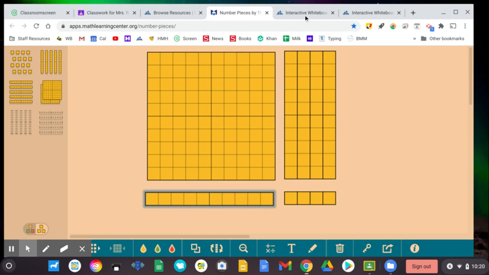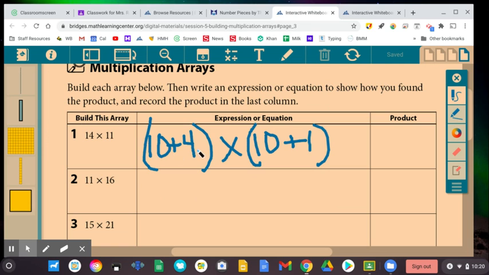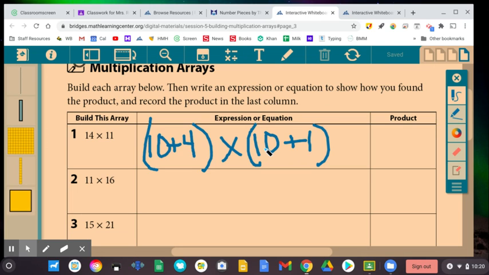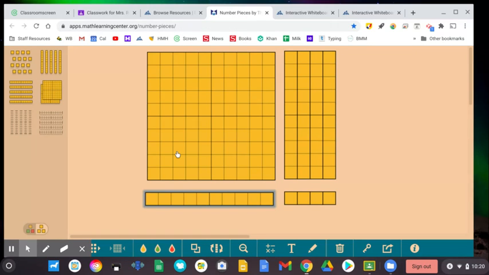Remember, we were talking that we broke it apart into a 10 plus 4. Here is my 10 plus 4. And we also broke it into a 10 plus 1. Here's my 10 plus 1. What is 10 times 10? Everybody should know that right now. What is 1, 2, 3, 4 times 10? 4 times 10 is what, everybody? Glad you know, it's 40. And then we have one group of 10, which is 10, and we have one group of 4, which is 4.